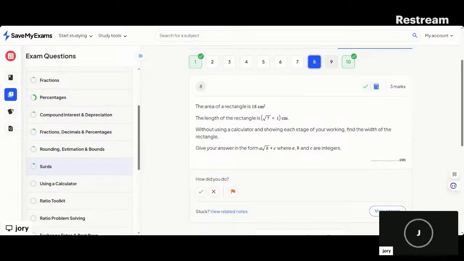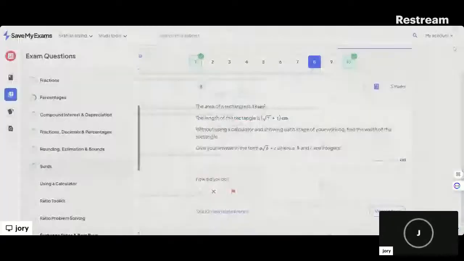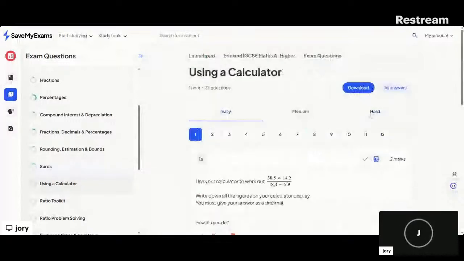So it's going to be 3 root 7 minus 3 centimeters. Okay, 3 root 7 minus 3. That's correct. Yay. Okay, I think that's enough thirds. We're supposed to be speedrunning this.